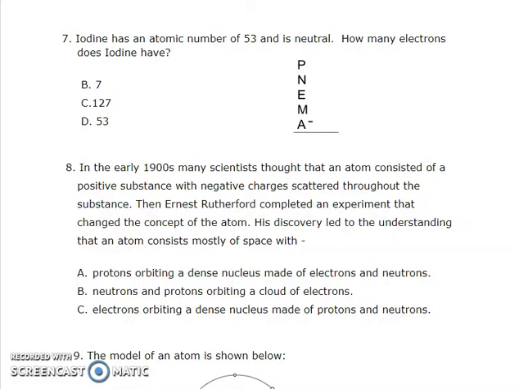Number 8. In the early 1900s, many scientists thought an atom consisted of a positive substance with a negative charge scattered throughout the substance. Then Ernest Rutherford completed an experiment that changed the concept of an atom. His discovery led to the understanding that an atom consists mostly of space with A, protons orbiting a dense nucleus made of electrons and neutrons. B, neutrons and protons orbiting a cloud of electrons. C, electrons orbiting a dense nucleus made of protons and neutrons.